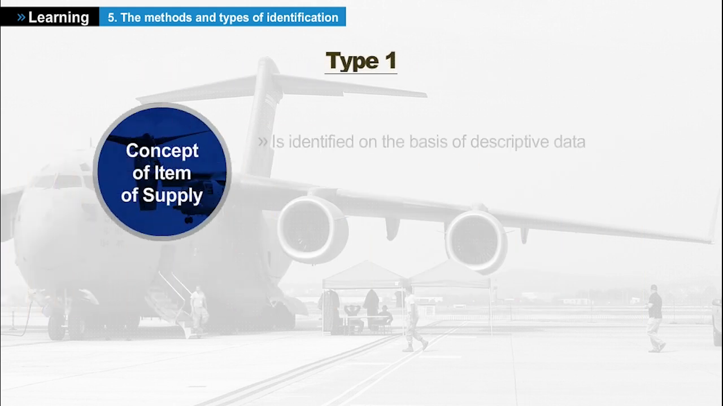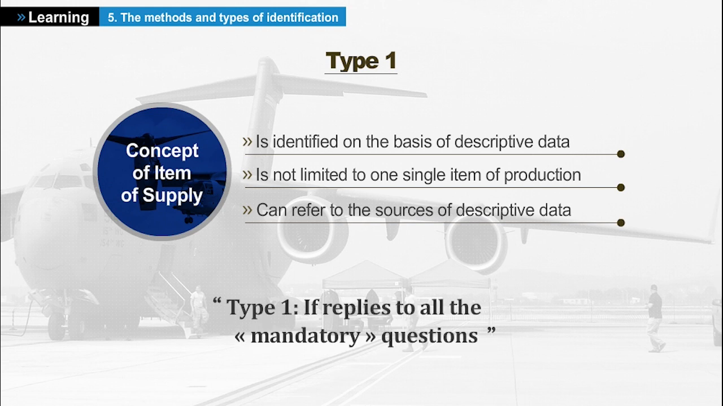Type 1 or full descriptive item identification is used when the identification can be done based on the descriptive characteristics of the item. An approved item name is mandatory to carry out a full item identification. Type of item identification 1 is not limited to one item of production. It can be referred to the sources of the descriptive data. For achieving a full descriptive item identification, all mandatory characteristics must be answered. Type of item identification 1 is the essence of the concept of NATO codification, and it is the preferred method in all circumstances.